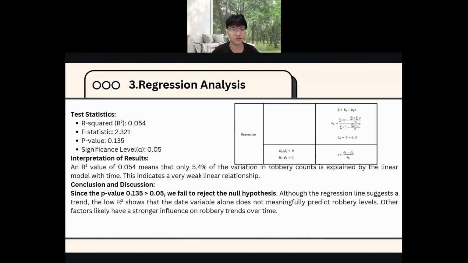The R square value is 0.054, and the F statistic is 2.321. The p-value is 0.135, and the significance level for this analysis is 0.05. Proceed to the interpretation of the results.